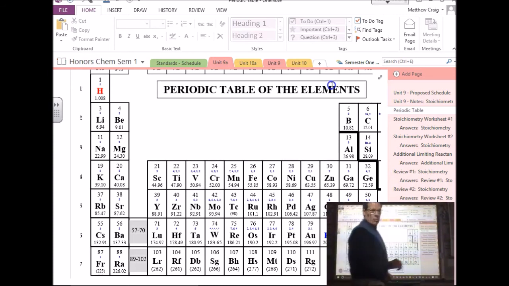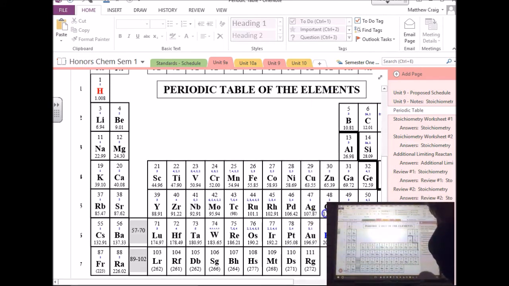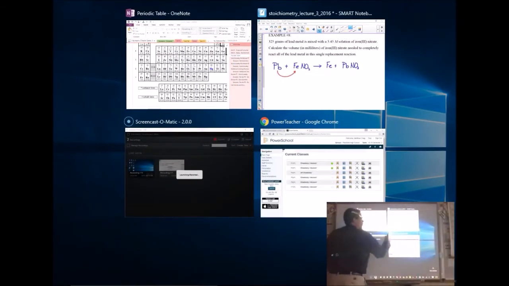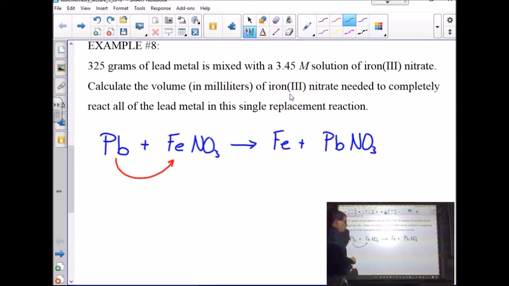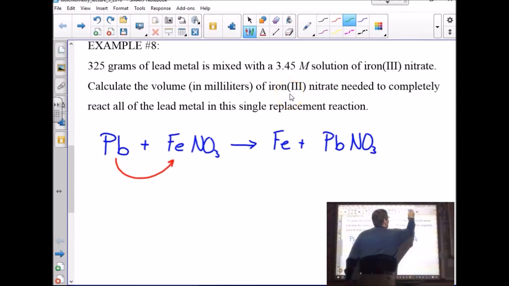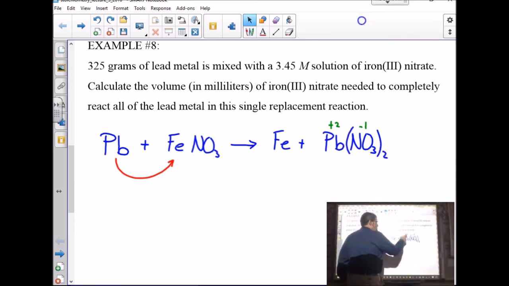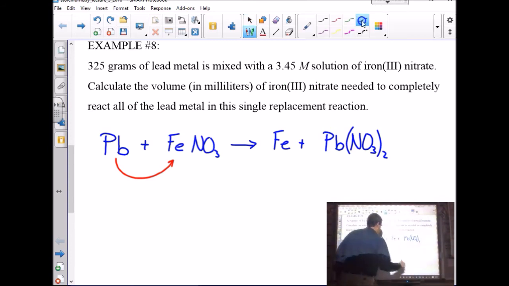Actually, let me move this over a little bit. It's blocking here. So since lead can either be a +4 or +2, that's your only option. All right. So what do you want it to be? 2 or 4? 2. Go easy here. So we'll make it a +2. Nitrate's -1. So what do we do there? Good. Okay. So that's good. Get rid of that.